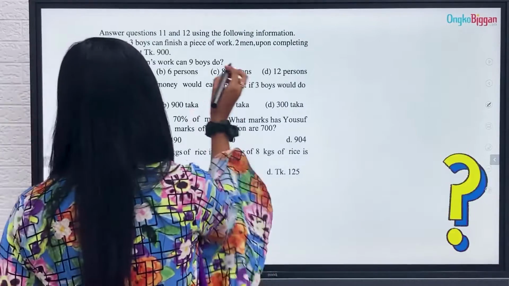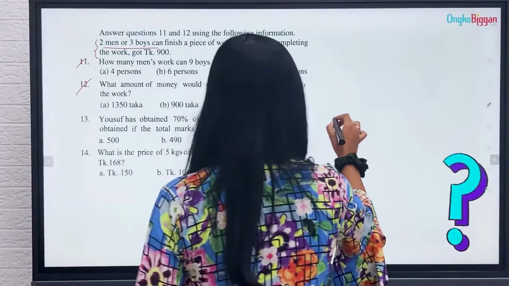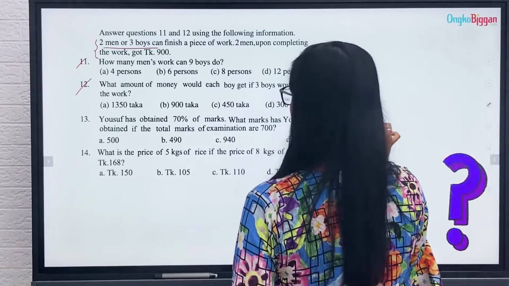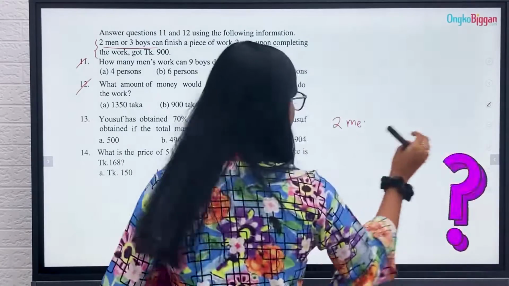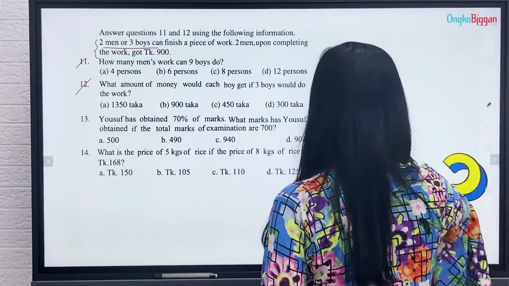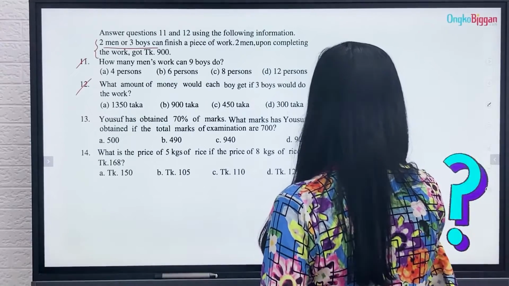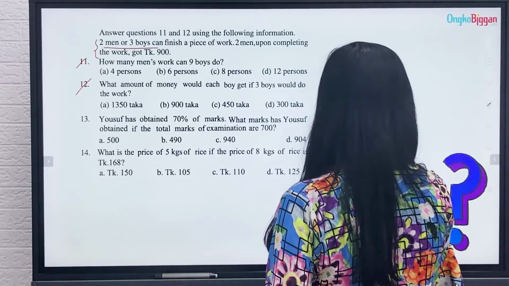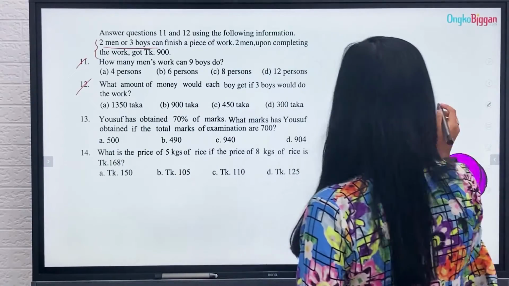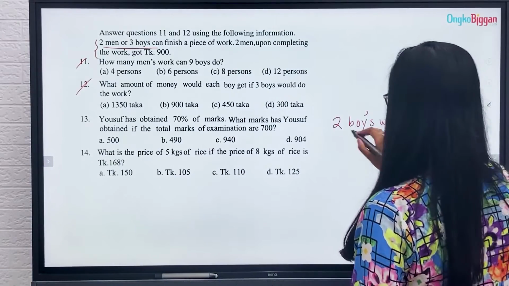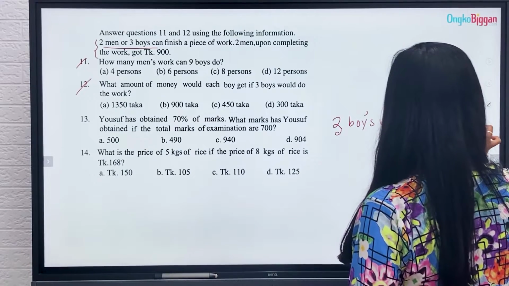Here we have to do a unitary method for 2 men's work. Firstly we will take boys because boys is in this section. So 3 boys work equal to 2 men's work.